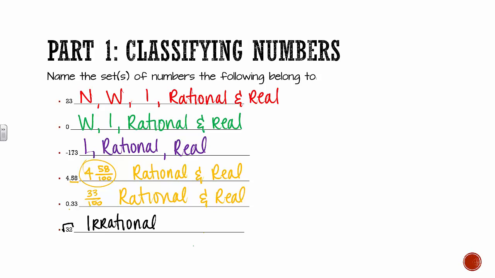Anything that is a square root that's not a perfect root is irrational. So like the square root of 16 is not irrational because that's really just 4. But anything that's not a perfect square is an irrational number.